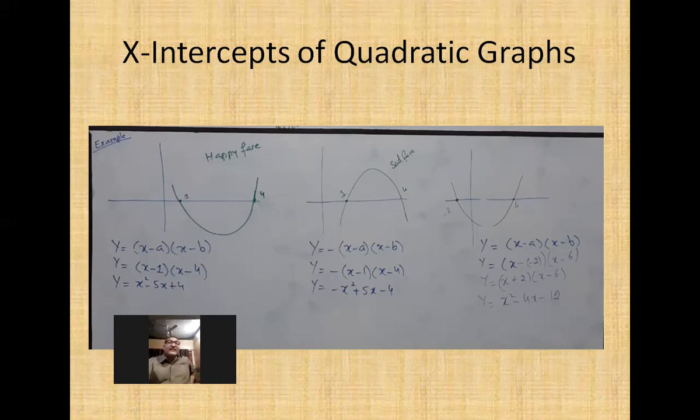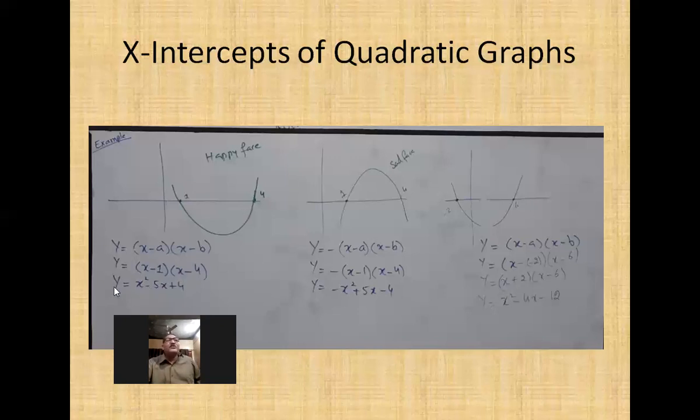So this is a formula, or you can say a standard form, in which the x-intercepts are shown. This a and b basically represent these x-intercepts. So in the place of a, I will put 1, and in the place of b, I will put 4, and I will get this equation. So y equals (x minus 1)(x minus 4). So that will be the equation of this graph whose x-intercepts are given.